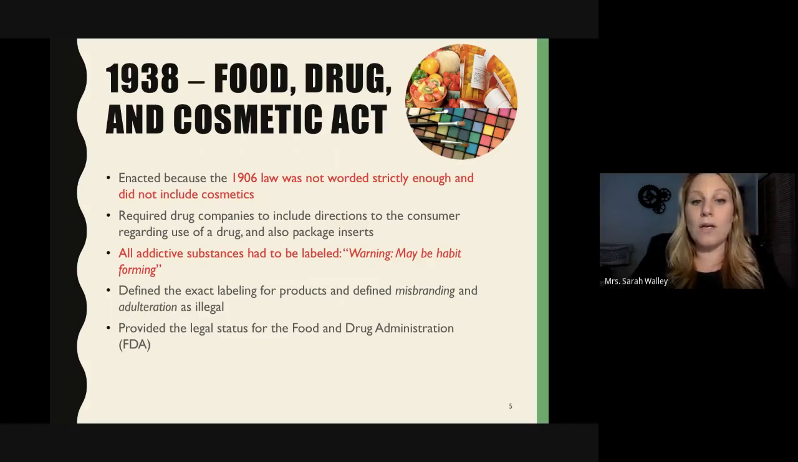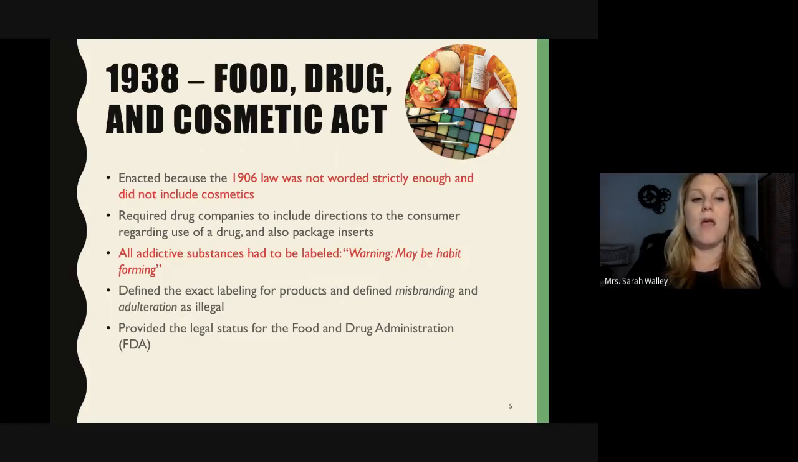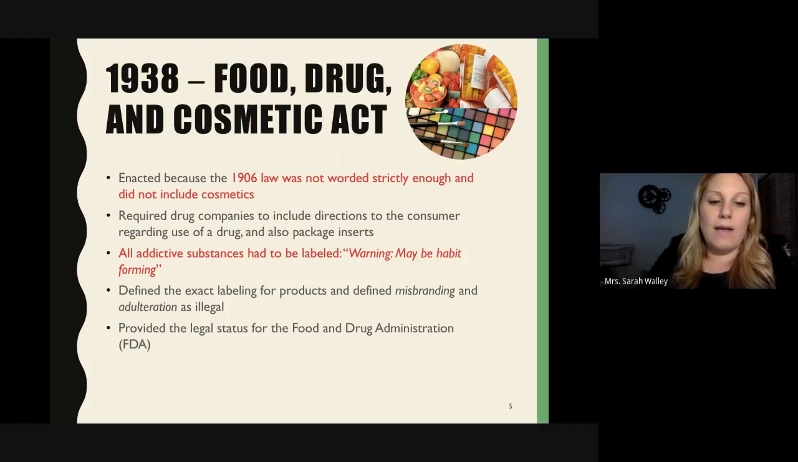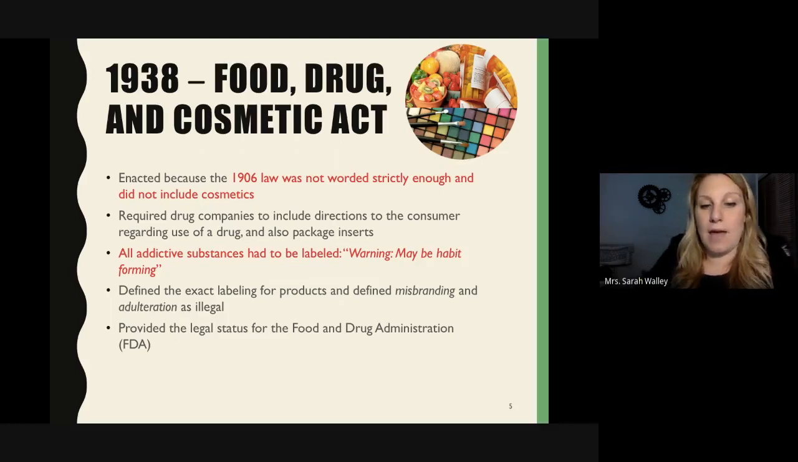It required drug companies to include directions to consumers regarding the use of a drug and package inserts. So it gave more information to patients about the drug that they're taking. It defined the exact labeling for products and defined misbranding and adulteration as illegal, and provided the legal status for the Food and Drug Administration. That's another big deal, the FDA.